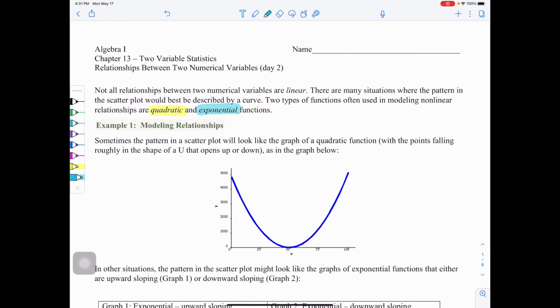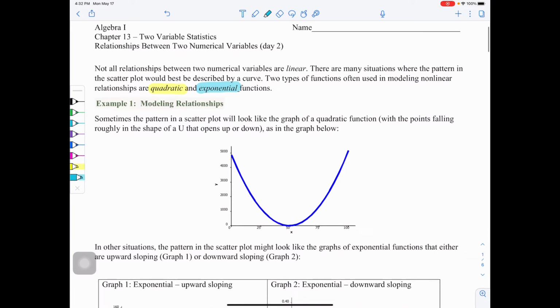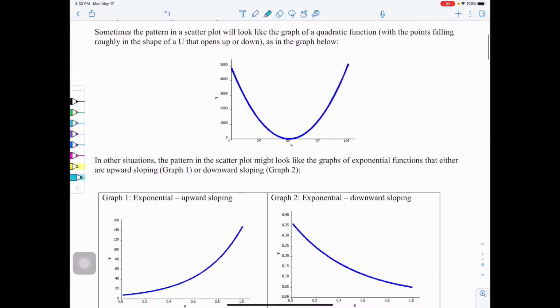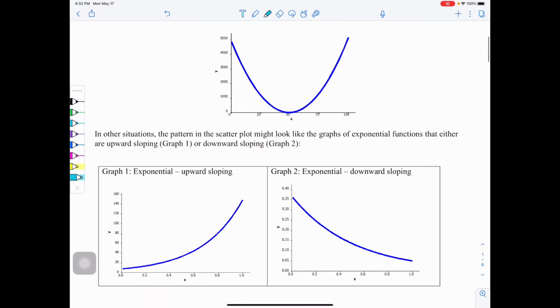functions. So in example 1, modeling relationships, it says sometimes the pattern in a scatter plot will look like the graph of a quadratic function with the points falling roughly in the shape of a U that either opens up or down, as in the graph below. It says in other situations, the pattern in the scatter plot might look like the graphs of exponential functions that are either upward sloping like graph 1 or downward sloping like graph 2.